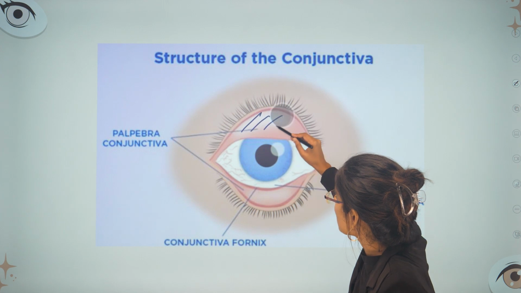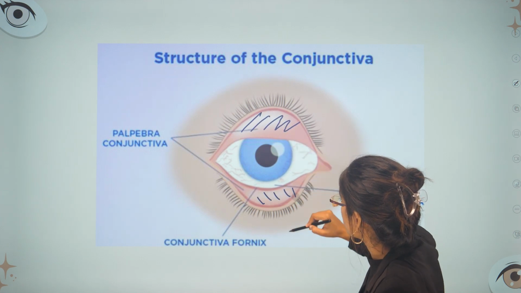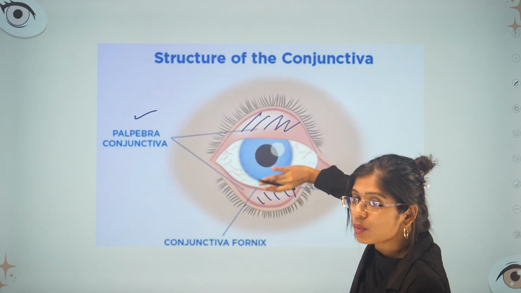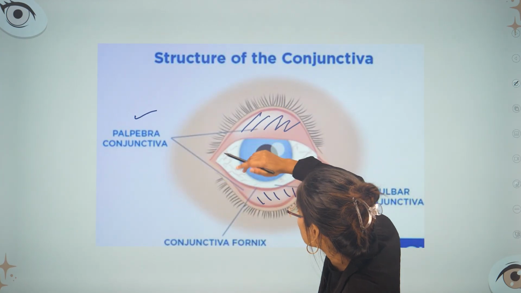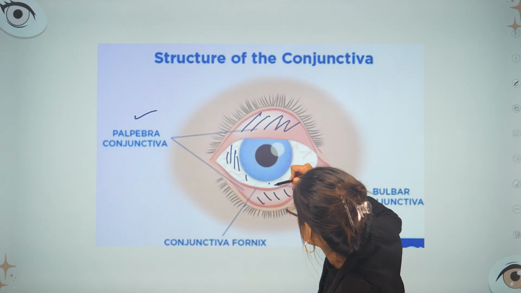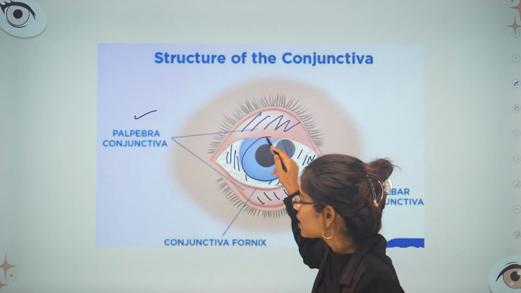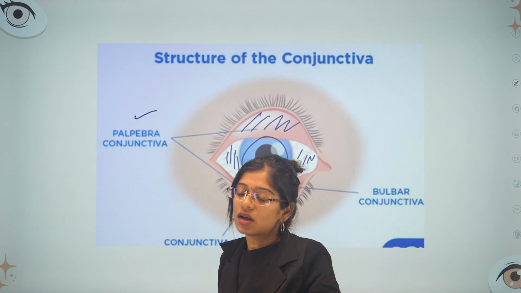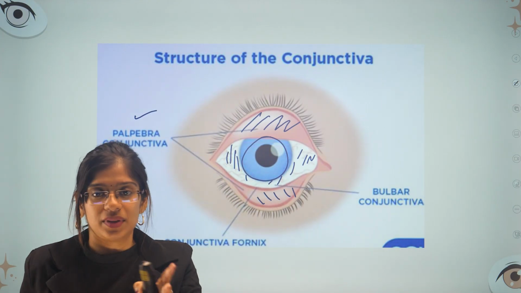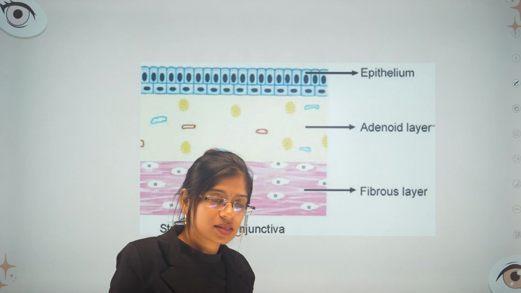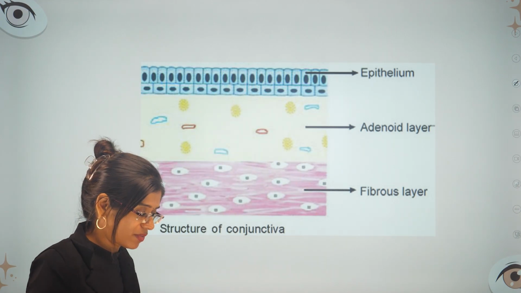For the eyelids, the conjunctiva there, what do I call it? I call it palpebral conjunctiva. After that a fold is formed, that is called fornix, and then it continues over the sclera, that I call bulbar conjunctiva. Do we have conjunctiva over the cornea? No. Cornea has got corneal epithelium, not conjunctiva.